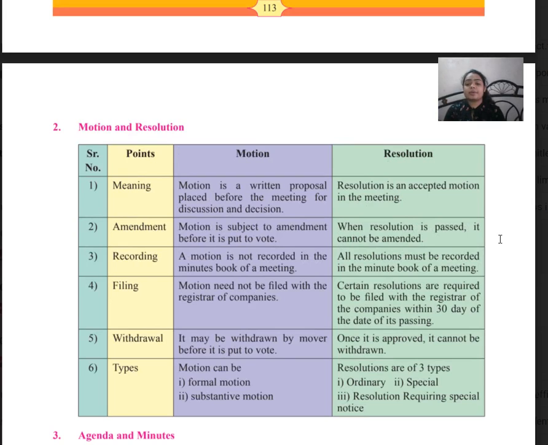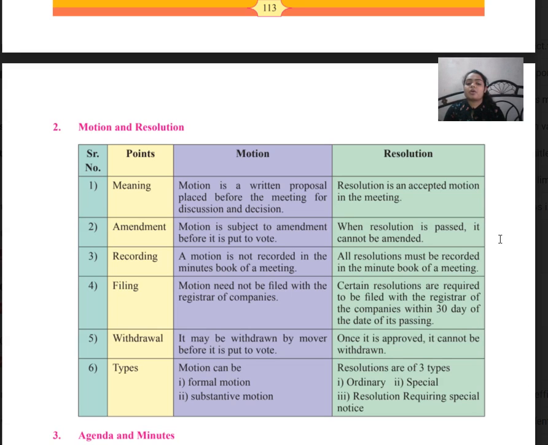Now, what is the difference between a motion and a resolution? Motion is a written proposal placed before the meeting for discussion and decision. Resolution is an accepted motion in the meeting. So, motion comes first, then comes resolution. Once a motion is accepted, it is called a resolution. Amendment: a motion is subject to amendment before it is put to vote. Once a resolution is passed, it cannot be amended.